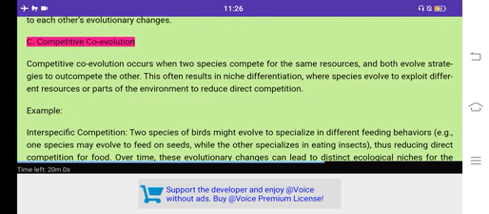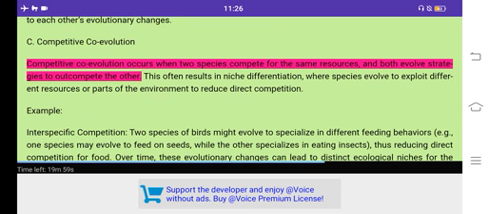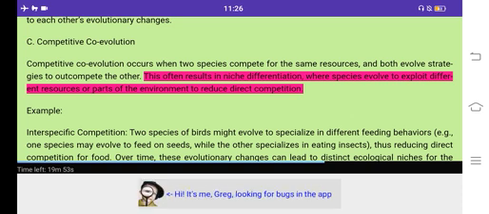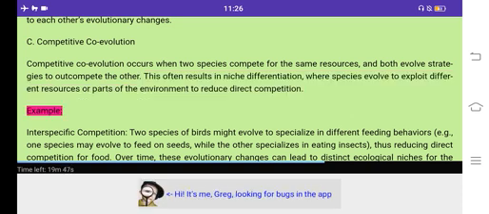C. Competitive coevolution. Competitive coevolution occurs when two species compete for the same resources, and both evolve strategies to outcompete the other. This often results in niche differentiation, where species evolve to exploit different resources or parts of the environment to reduce direct competition. Example.